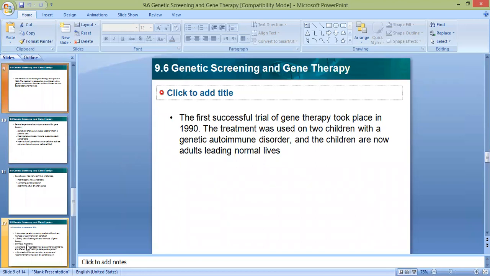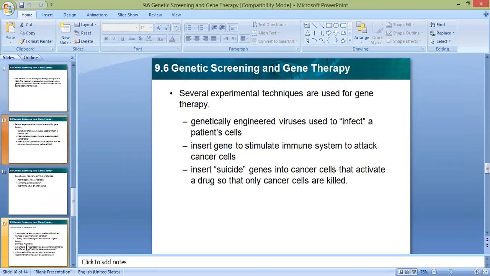The first successful trial of gene therapy took place in 1990. The treatment was used on 2 children with a genetic autoimmune disorder, and the children are now adults leading normal lives. Several experimental techniques are used for gene therapy.